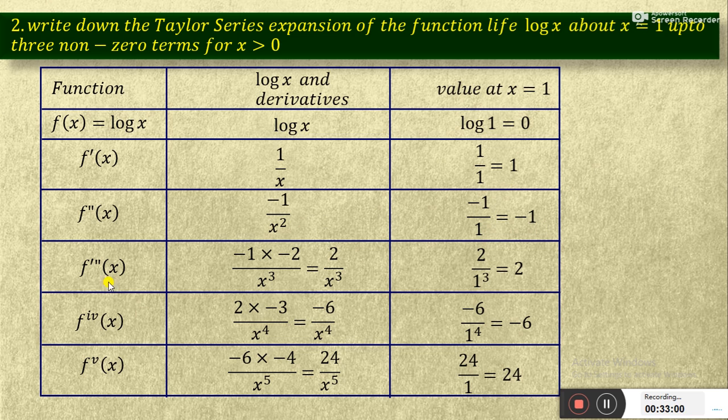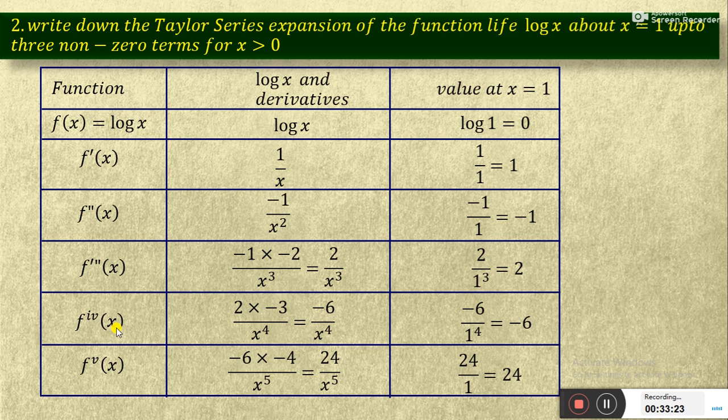Next, f triple dash of x: differentiation of minus 1 by x square is minus 1 into minus 2 by x cube. So minus 1 into minus 2 is 2 by x cube. Now I substitute x equal to 1, so 2 by 1 cube is 2.